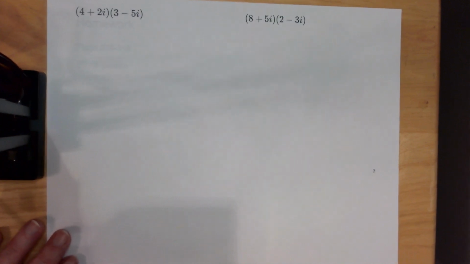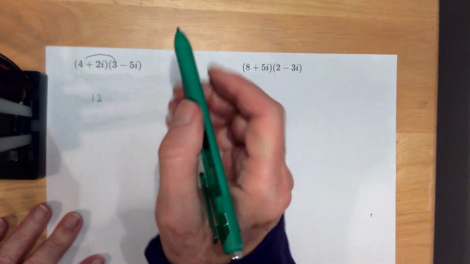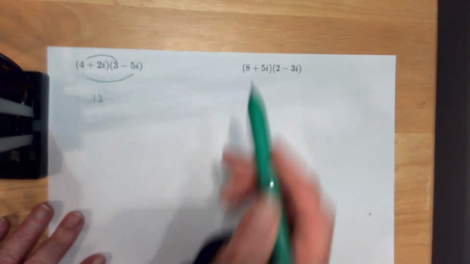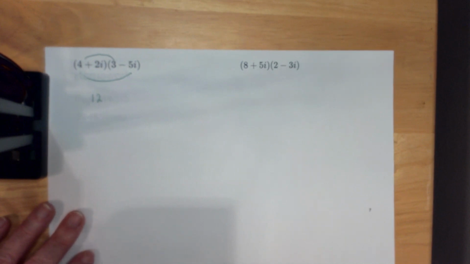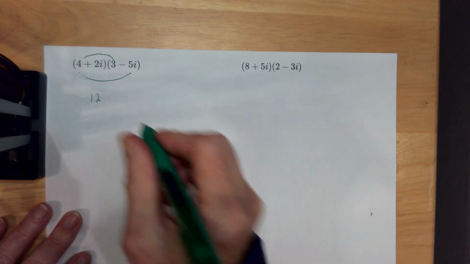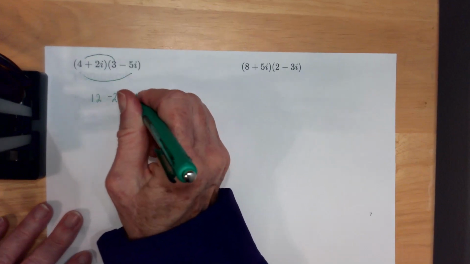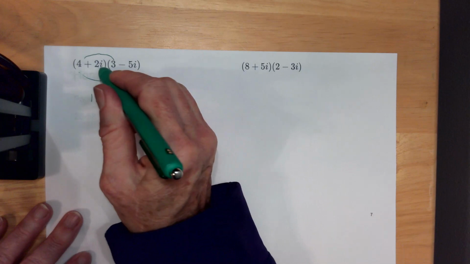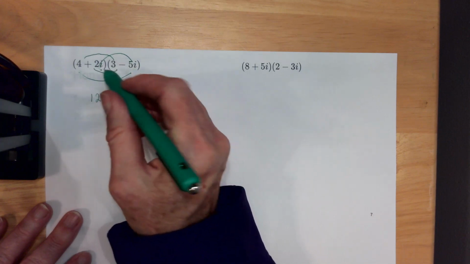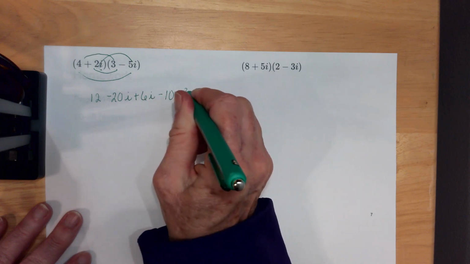Now let's do a little multiplication using them. These are binomials. So we're going to use FOIL on them. I'm going to multiply this times this, which is going to give me 12. I'm going to multiply this times this, which is negative 20i. And this times this, which is a positive 6i. And last is going to give me 2i times a negative 5i, which is a negative 10i squared.